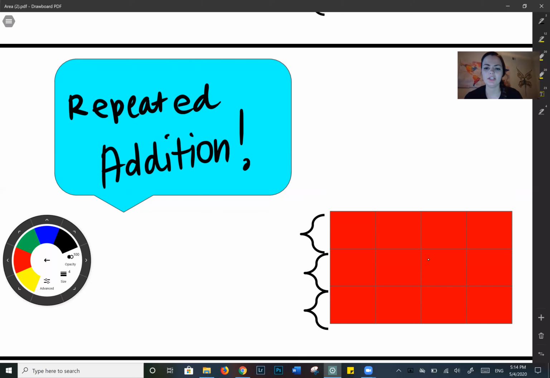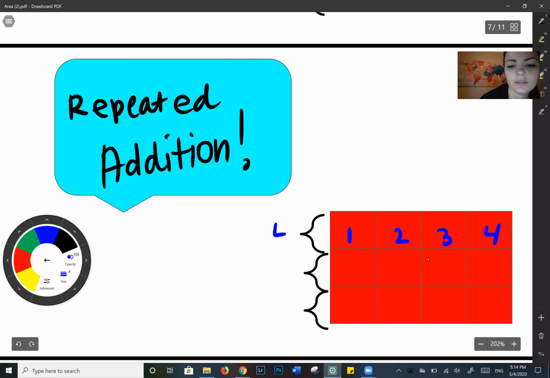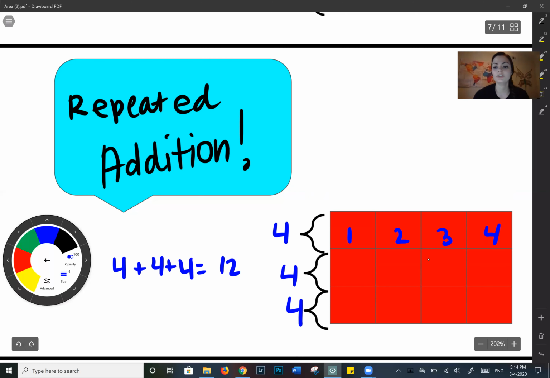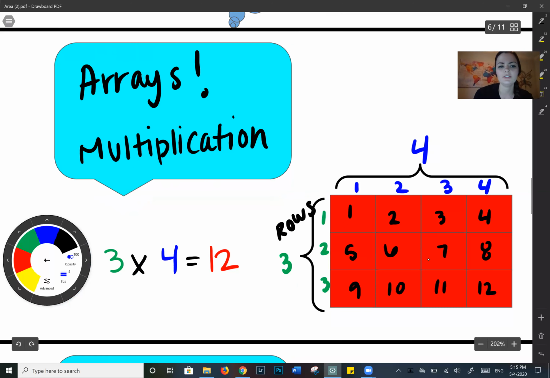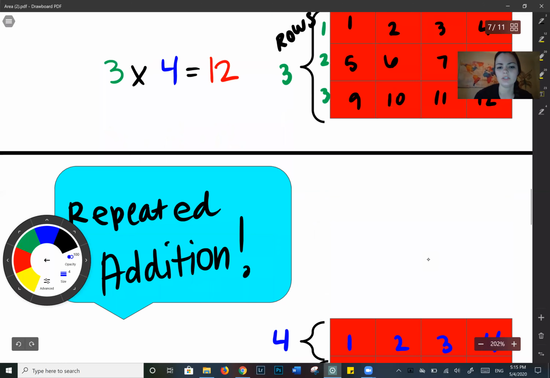So what if I count here? I have 1, 2, 3, 4. And I have 4 in every single one. I can just add them all together. 4 plus 4 plus 4 equals 12. And if I were to do the same thing I did earlier of counting them individually, I would see that I still get 12. It was just two different ways to find the same answer. I can add it all together, I can do my repeated addition, or I can do my multiplication. Both ways are going to work fine.